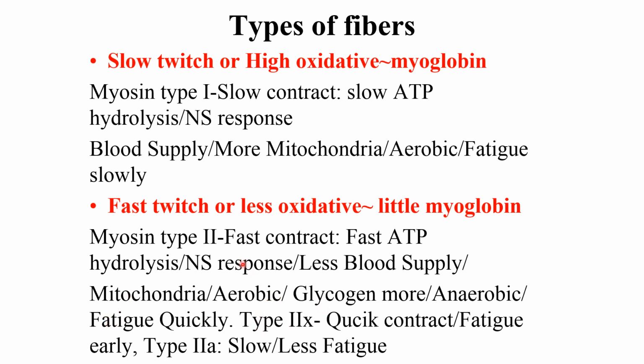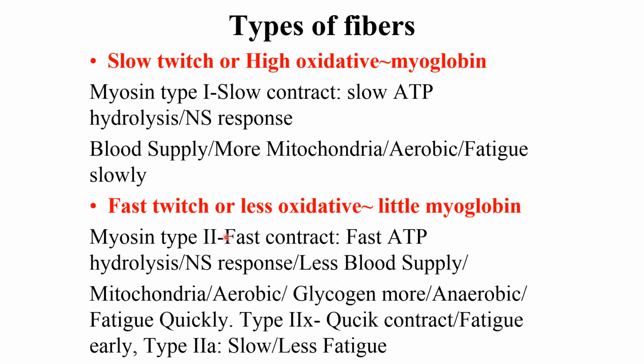There may be two types of these muscle fibers. They are type 2X, which contract quickly and fatigue rapidly, and type 2A, which contract slowly and fatigue less as compared to type 2X.